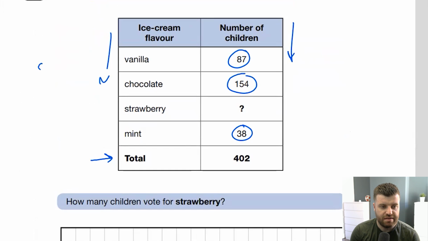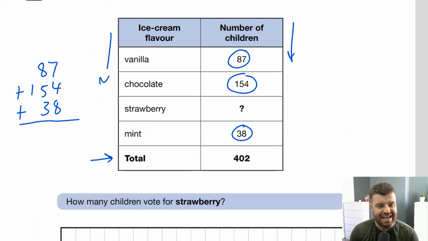87, going to do it over here. You'll do it in the box, remember. 87 plus 154 plus 38. 7 plus 4 plus 8. Well, let's do 7 plus 8 first is 15. Plus 4 is 19. 8 plus 5 plus 3. Well, 5 and 3 is 8. 8 plus 8 is 16, plus the 1 is 17. 1 plus 1 is 2. So 279 people, or children rather, had voted so far.